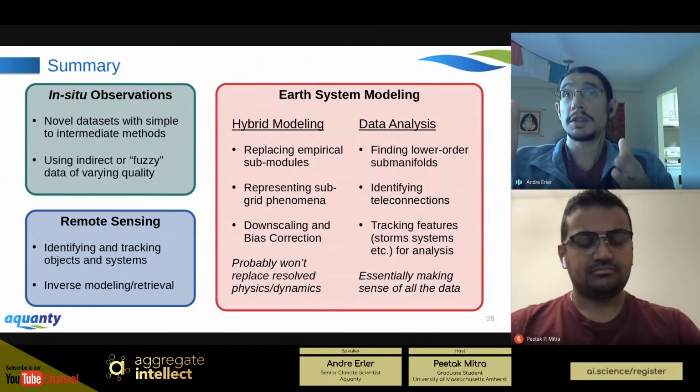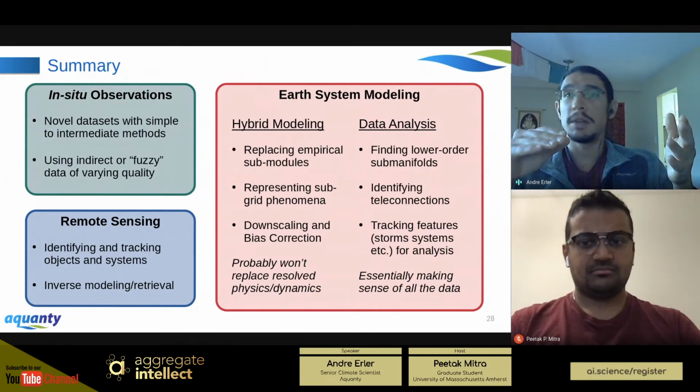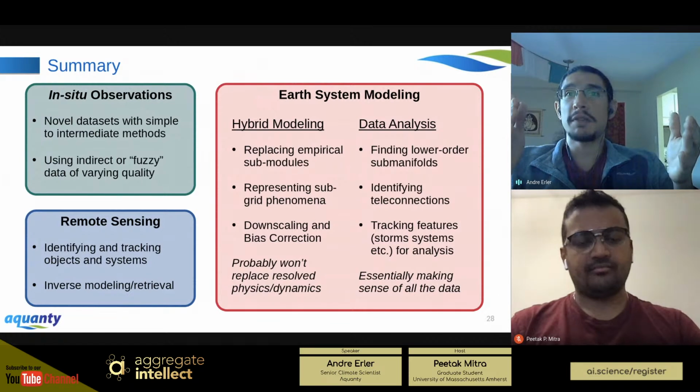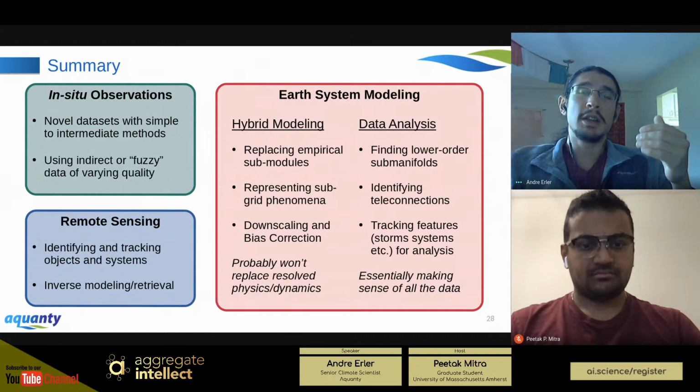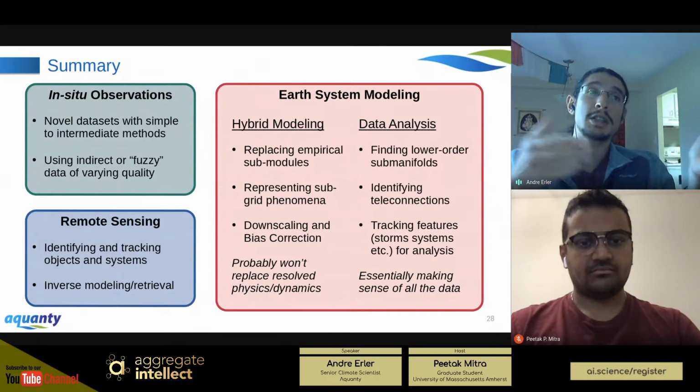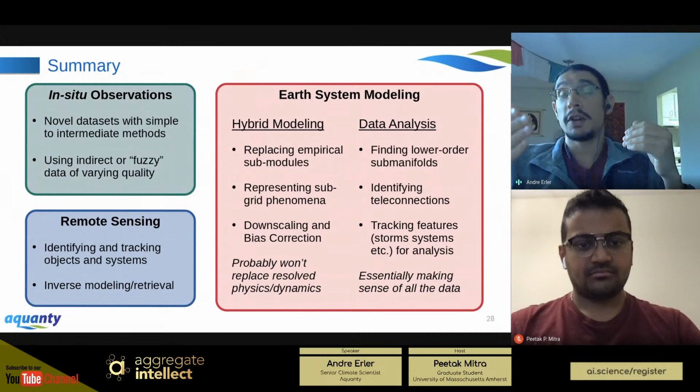I've mentioned this. In Earth system modeling, there is hybrid modeling. This is, I think, a large area that really holds a lot of promise. I don't think we really want to replace the CFD models, because we actually have high confidence in these models. They work really well. They just have some aspects like turbulence where we need to parameterize. And this is where machine learning can come in, and this is actually what Peetak does for his PhD. And this is a very important area.